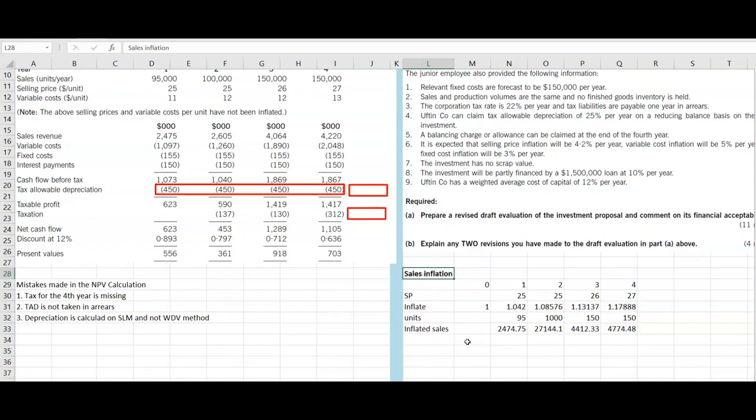The sales number is 2475, that's correct. 2605, from here it's wrong. If you take from the first year, it is wrong. Sorry, from the second year it's wrong. So I can mark it as point number 4. Sales inflation is done wrongly. So that's about the 4th.